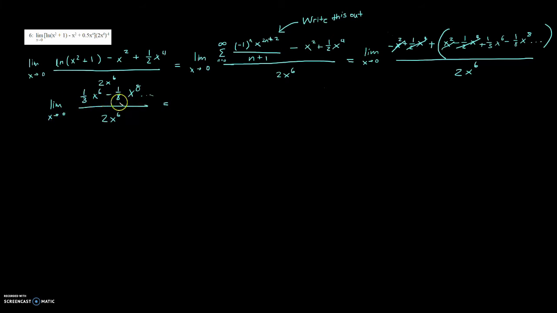However, the first term cancels out evenly. So you'll be left with 1/3 and 2, and all this stuff doesn't matter because it has an x in it. So as the limit as x approaches 0, your answer will be 1/6.